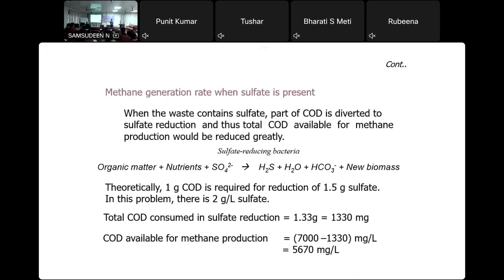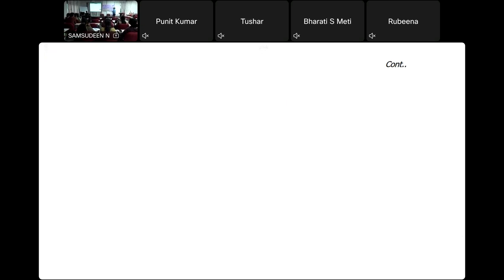If you look at the problem, the COD in your waste is 7,000. I will give you that whole thing later. If you read the problem, that's where the carbon is. That's the 7,000 number.